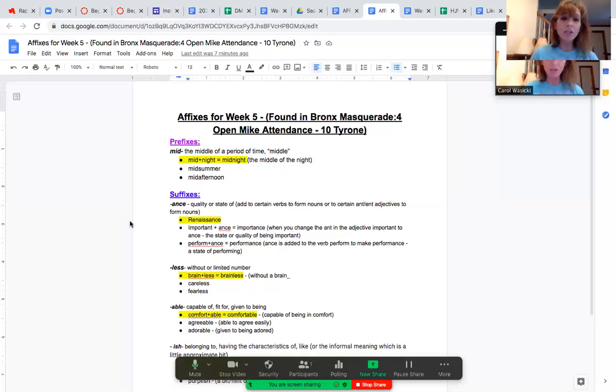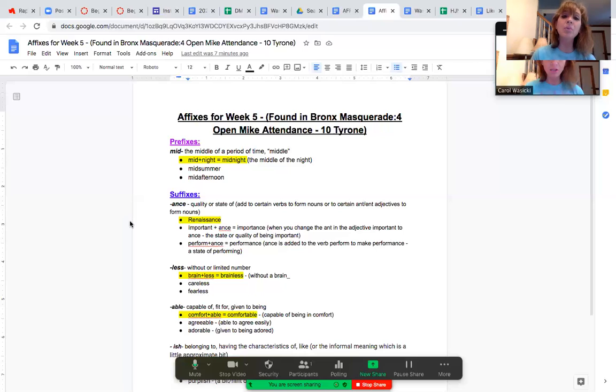So let's look at our example from the book, which is Renaissance, okay, which is a time period. And then we have important plus ance. Now in this case, important is a verb, right? I'm sorry, important would not be a verb. It's an adjective. I'm losing it. An adjective. If I said somebody is important, I am describing them, right? So certain ant or ent adjectives, we change the ant or the ent to ance or ence.